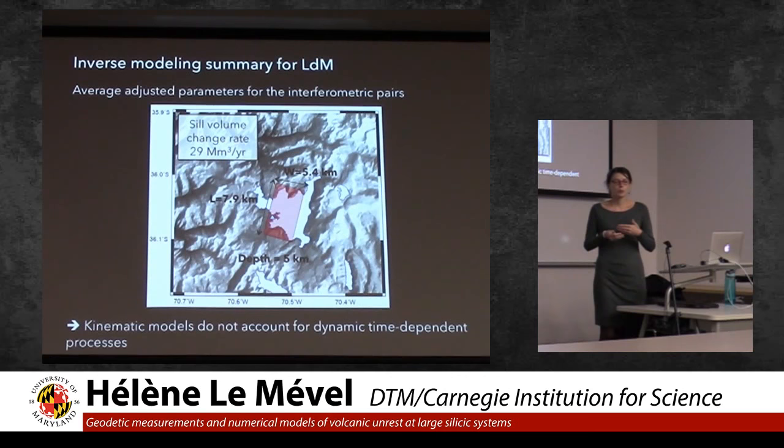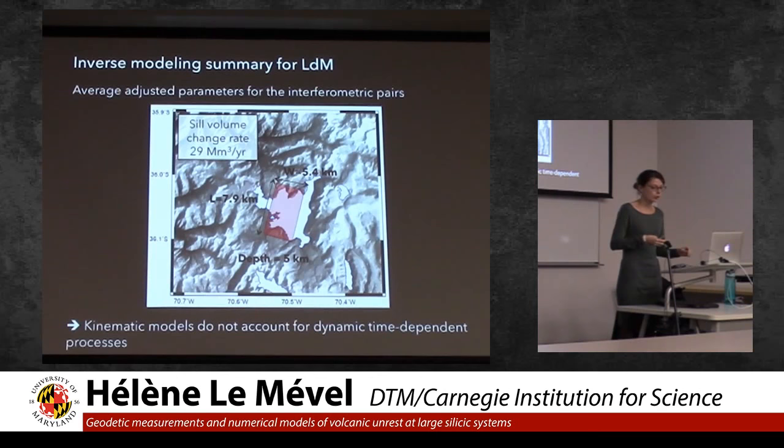So this was the first part of the study. These are called kinematic models, and unfortunately they do not account for dynamic and time-dependent processes. So we need a constant change in pressure or a constant volume change through time. So we couldn't explain the non-linearity of our temporal evolution with this type of model.